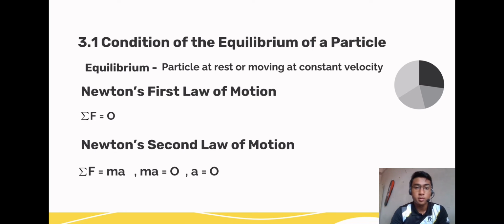First subtopic is condition of the equilibrium of a particle. The meaning of equilibrium is the particle at rest or moving at constant velocity. There is a law of motion that obeys the condition, which are Newton's first law and second law of motion. First law, sum of F equal to 0, and second, sum of F is equal to ma, which at constant velocity, the acceleration will become 0.